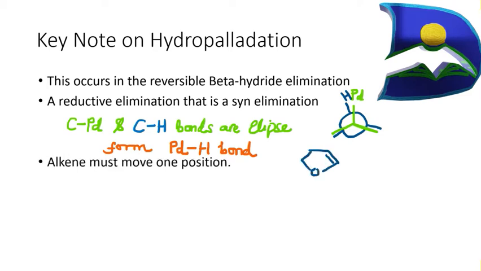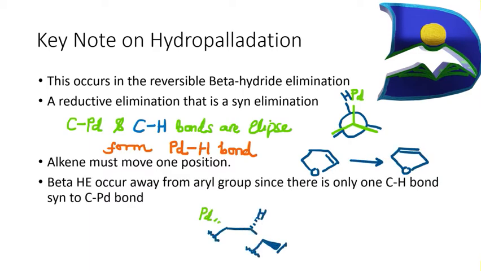So the next thing you need to consider here is that the alkene must move one position from one to the other, and finally the beta hydride elimination actually occurs away from the allyl group, since there is only one carbon-hydrogen bond that is syn to the carbon-palladium bond. So you need to be aware of all these bond differentiations and similarities or relationships within a specific chain or ring that qualifies for hydropalladation to occur.